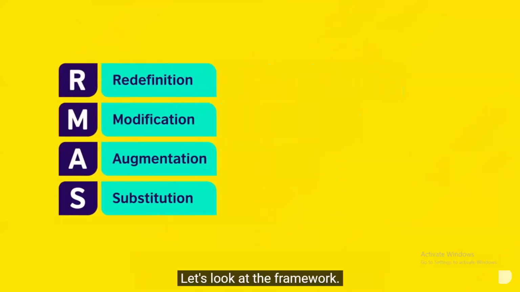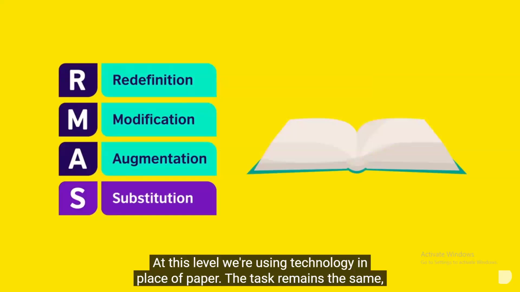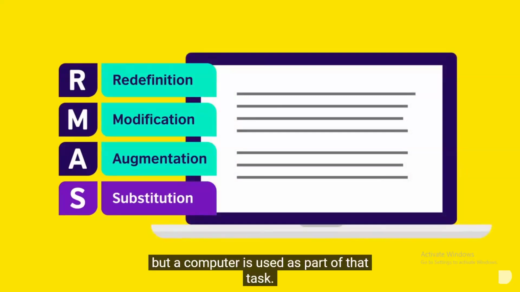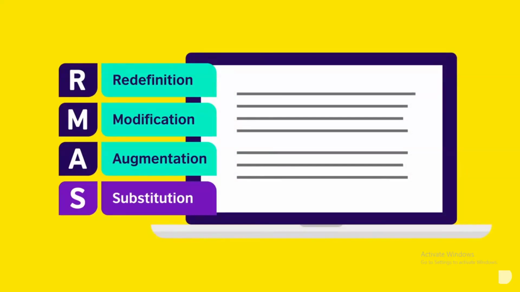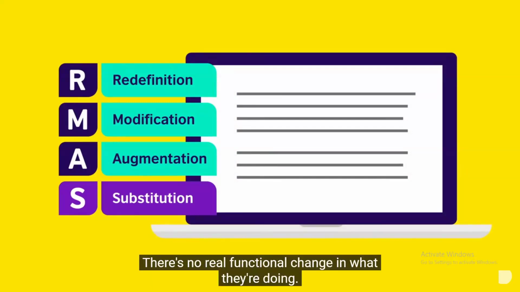Let's look at the framework. Substitution. At this level, we're using technology in place of paper. The task remains the same, but a computer is used as part of that task. Here's an example. You find a text online and replace the text in your course book. Instead of reading a text in a book, your students read the text on the screen. There's no real functional change in what they're doing.